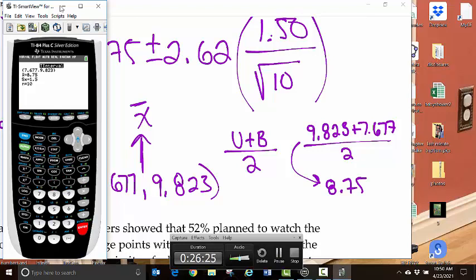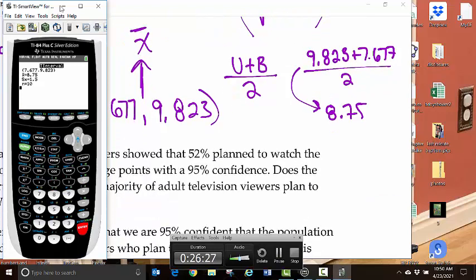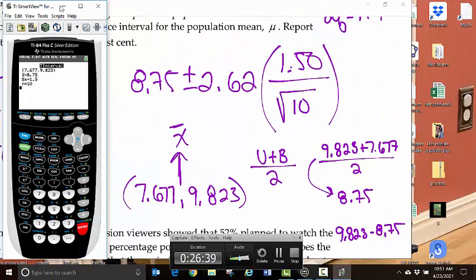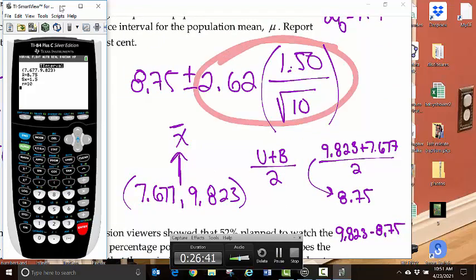If I wanted the margin of error, I could take the top one and subtract my average to find my margin of error. Or I could put that in the calculator. That would also give me the margin of error. So if they give you the upper bound and the lower bound, that's how you find the mean. They could do the same thing with the proportion.